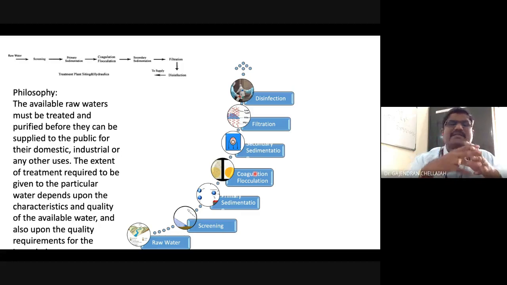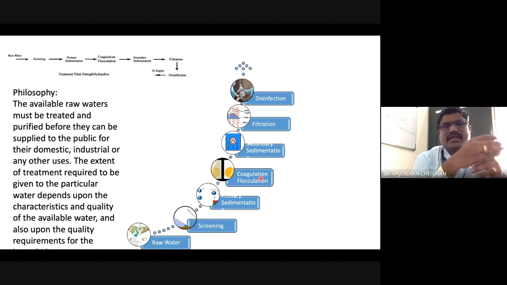Suppose some particulate matter or some elements are still present as pollutants in the water. Then we go for coagulation and flocculation. This is achieved by adding some chemicals, such as alum for coagulation, and flocculation. We will discuss what types of coagulants and flocculants there are, and then we'll go to the secondary treatment.